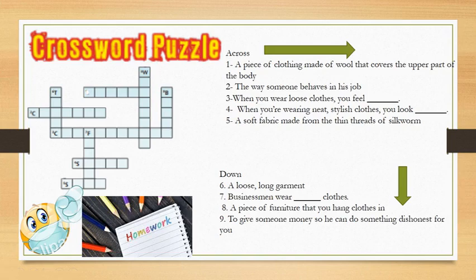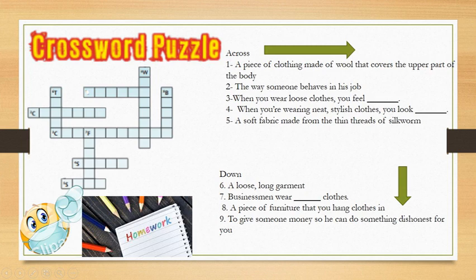Now finally here we are going to go to page number 20. Student's book page number 20, the crossword puzzle. Here we have a crossword puzzle. Look here, we have across and down. And look here, we have 5 sentences across and 6 sentences down. So these are the clue sentences, الجمل المفتاحية. Look at number 1. A piece of clothing made of wool that covers the upper part of the body.